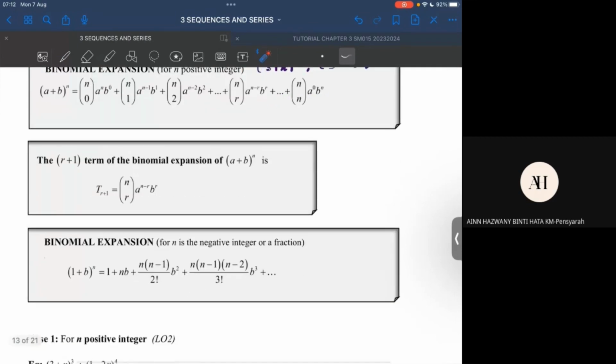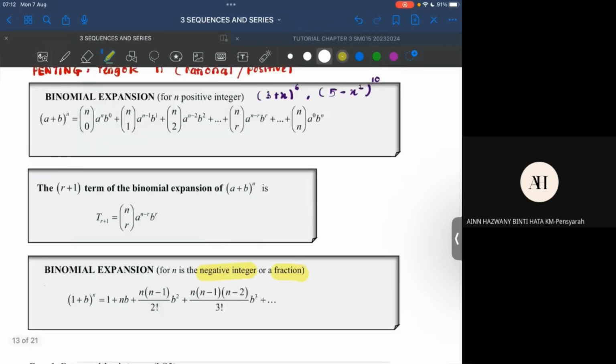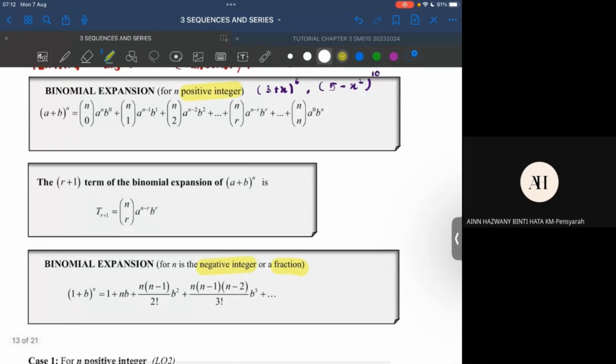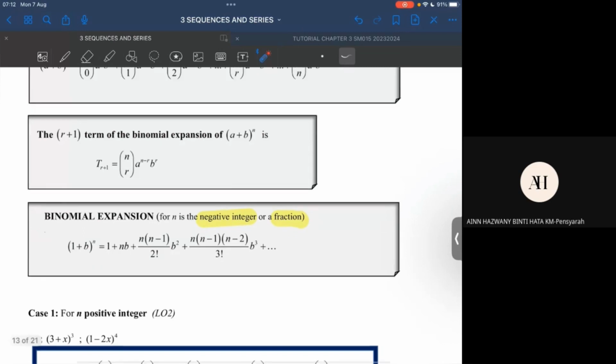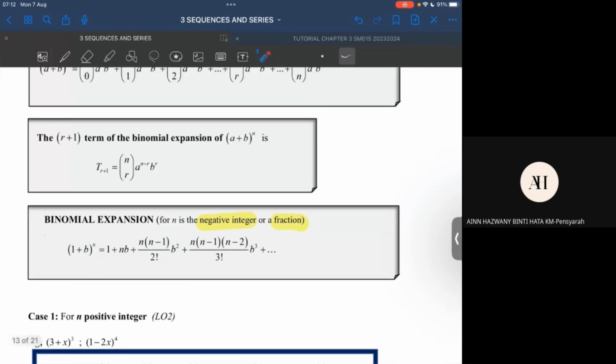Okay. The second case is binomial expansion for n a negative integer or fraction. Negative integer or fraction. The earlier one was positive integer. So this will be the formula. As I said earlier, this formula looks long and hard to memorise, but no, it is actually easy. Number 2, this second case, is the (r plus 1)th term of the binomial expansion of (a plus b) to the power of n.